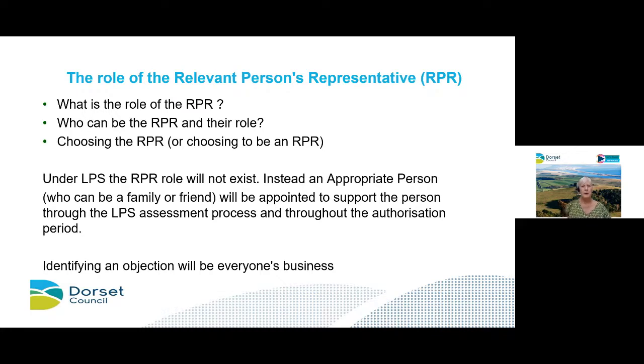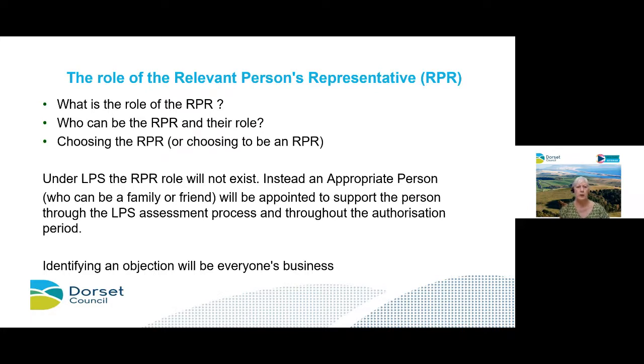Thank you. So what we've been looking at is objections and what an objection looks like. When we appoint, at the moment with DOLS, a relevant person's representative, the RPR, that is something the RPR should be looking at. They should be looking at whether the person is objecting as part of their role. So it's a very important part of the role, and it's something we really need to be considering when RPRs are appointed or suggested.